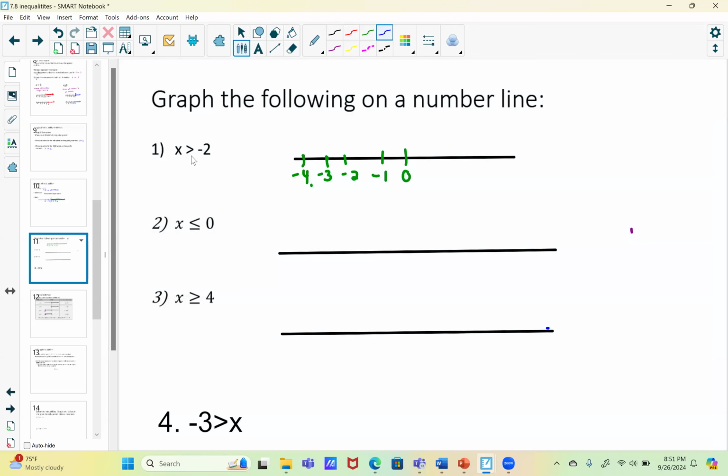I am going to look at my symbol, and since it's just greater than, we are going to use a parenthesis or an open circle. Okay. Now, again, I want greater than, so if I come to -2, I want numbers bigger than -2, so I want to go to the right. So what that means is I'm going to shade to the right of -2, and I need my parentheses to open to the right. And so this is x is greater than -2.